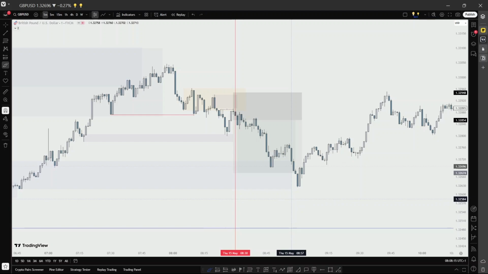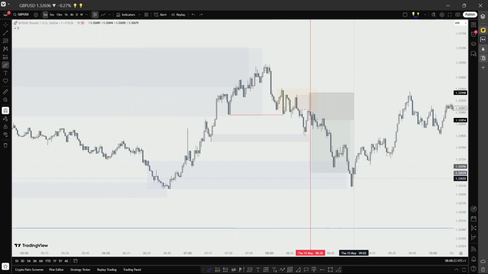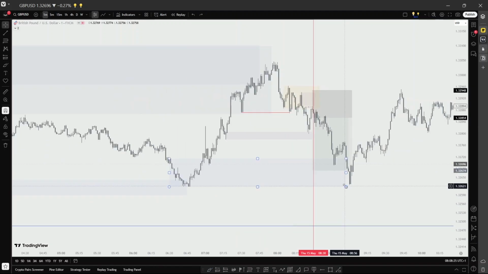So at this point in time, I do have a very good risk reward also. 1.91 is good for me. Yeah, that was the trade overall.